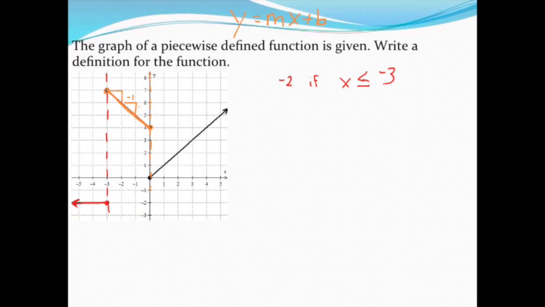So my equation of this orange piece should be -1x, and then plus I need the y-intercept. Looking at the graph, I can see the y-intercept was at 4. So -1x plus 4 is this next piece. Remember though, it only exists in a certain location. This time it only exists between the x values of -3 and 0.